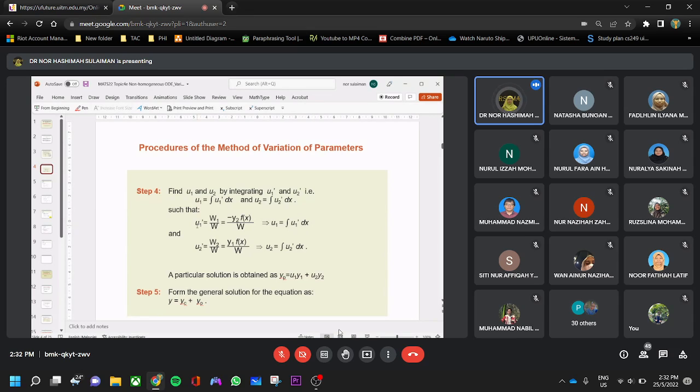First you differentiate the U1, and then if you want to get back the original U1, you have to integrate. Then U2 prime is simply Wronskian 2 divided by the general Wronskian. The same thing goes with finding U2, whereby you need to integrate the derivative of U2 with respect to x. Once we get U1 and U2, then we can come up with the general form of the YP.